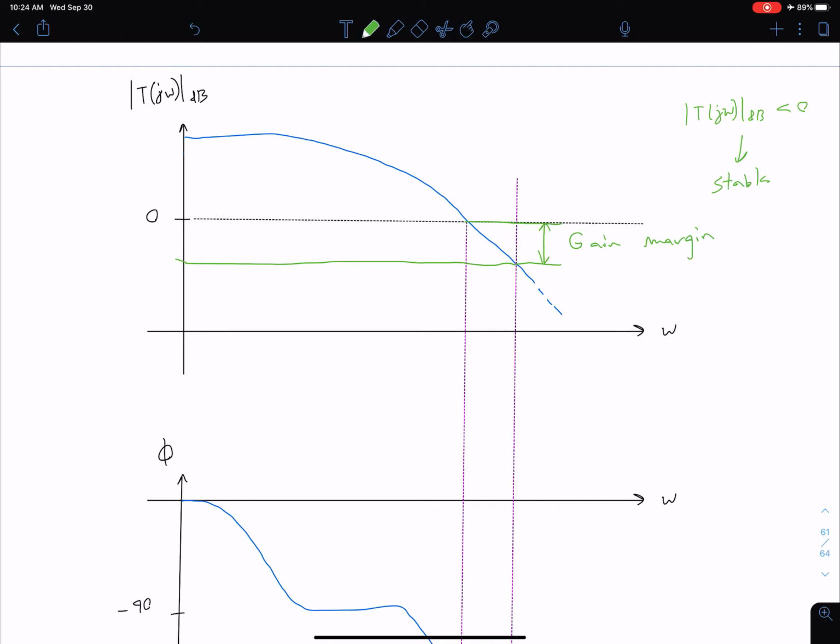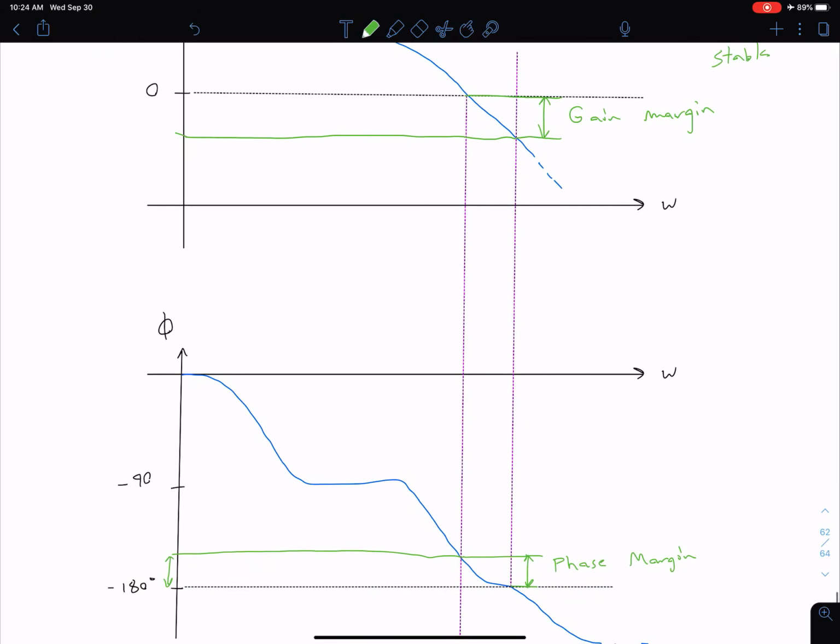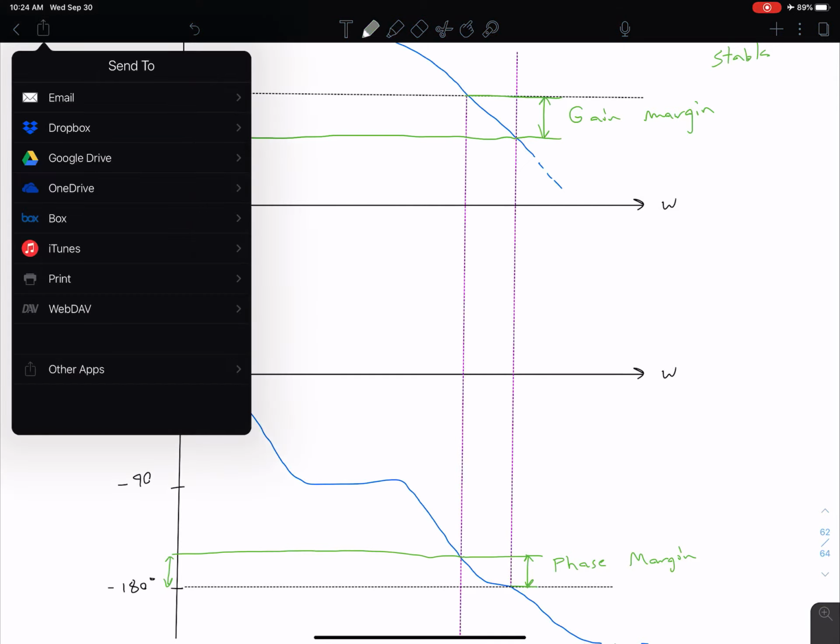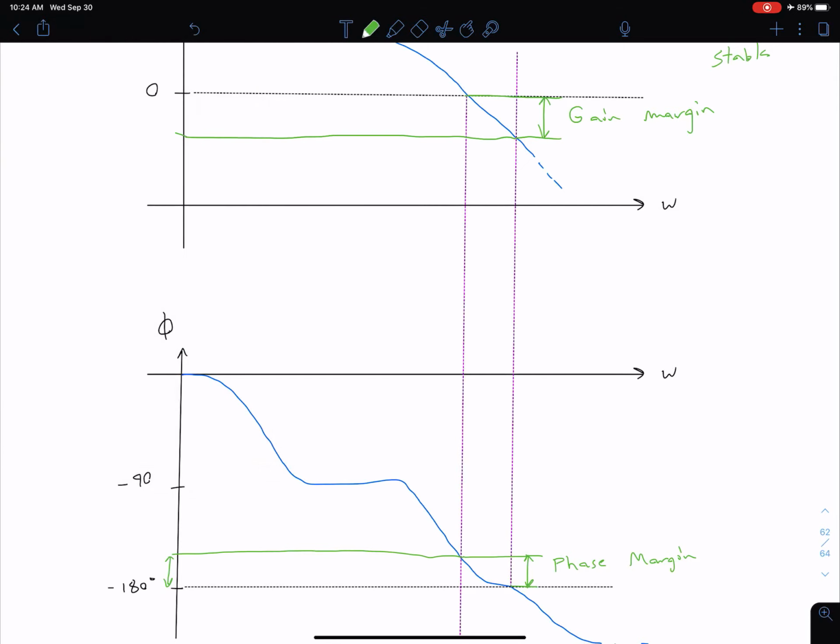So it's worth noting that both of these values are typically reported as positive, so both the gain and phase margin are positive values. Of course, we can see, for instance, that any value here would be negative, so maybe this was a negative 10 dB, but if you were to report this value as a gain margin, you would say you have a gain margin of 10.